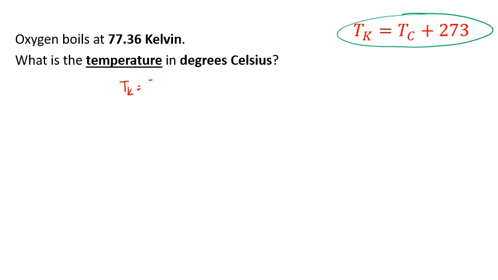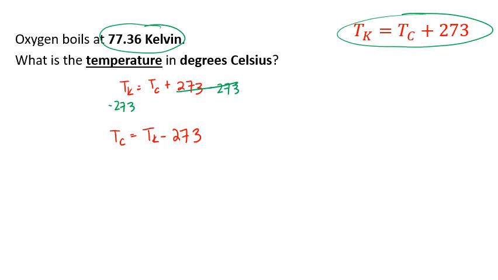So T_K equals temperature in Celsius plus 273. I want to get Celsius on a side by itself. Therefore, I'm going to subtract 273 from both sides. So that cancels out on the right, and then I'm going to rewrite it as temperature in Celsius equals the temperature in Kelvin minus 273. The problem gives us the Kelvin value, so this is going to equal 77.36 minus 273. And that's going to give us a value of negative 195.64 degrees Celsius.